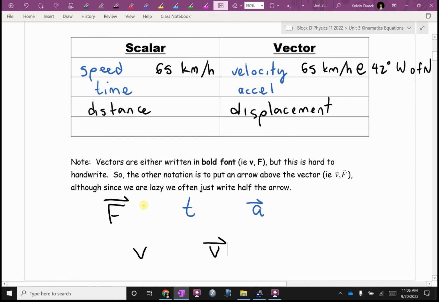So scalars and vectors. Scalars, magnitude only. Vectors, magnitude and direction. Vectors have magnitude and direction. Scalars have no direction, much like your fugue. Okay.